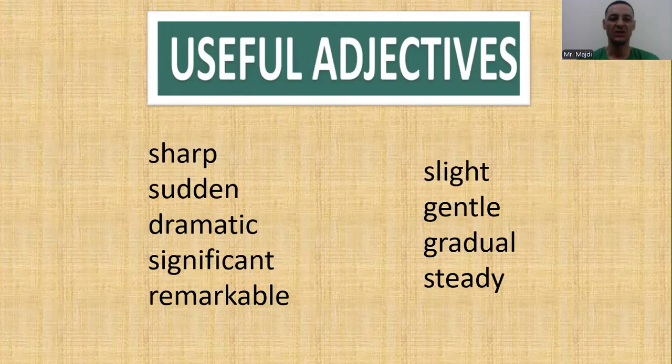You can say, just for example, there was a sharp increase. There was a sudden increase. There was a slight increase. There was a gentle increase. Or, for example, sales increased sharply, suddenly. Okay, we use them as adjectives and adverbs.